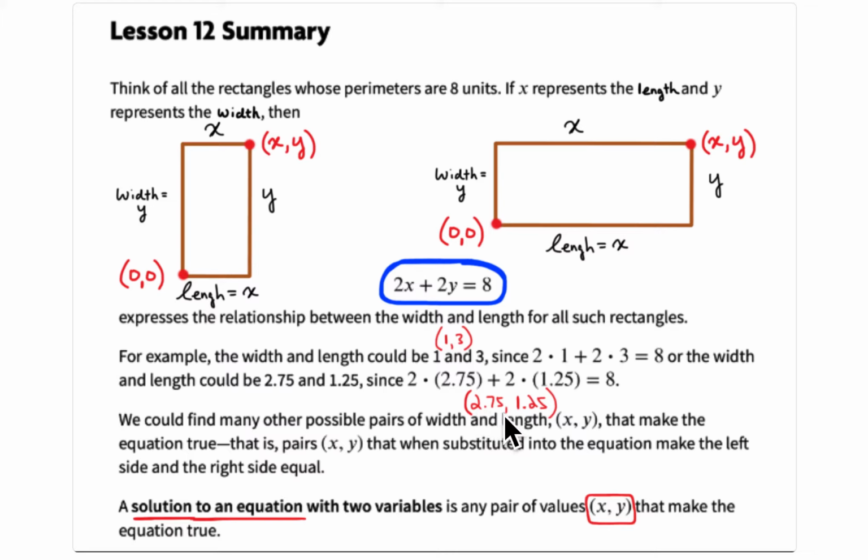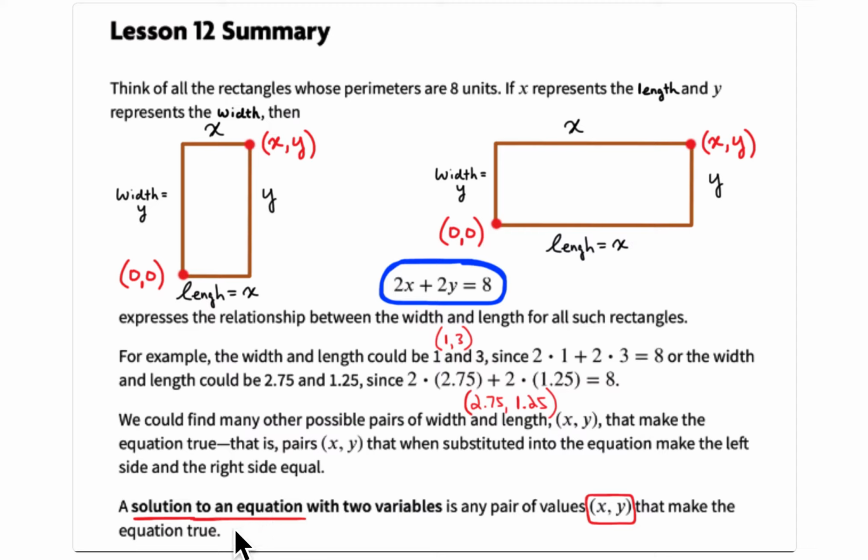And let's say instead of 1 and 3, we use 2 and 3/4 and 1 and 1/4. So let's say that this is 2 and 3/4 lengths, and this is 1 and 1/4 width. Well, 2 times 2 and 3/4 is 5 1/2, and 2 times 1 1/4 is 2 1/2. Add those together, and you get a sum of 8 units. 2 1/2 plus 5 1/2 equals 8. So that perimeter around this rectangle is going to equal 8 units.